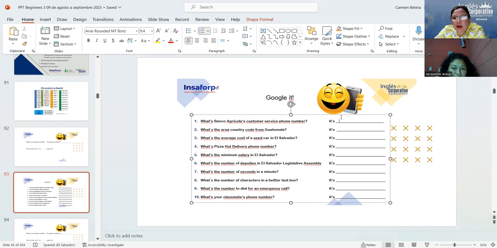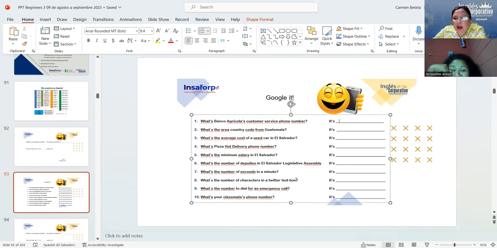La clase fue así, ¿verdad? Se trataba de los números. Por ejemplo, yo le pregunto, what's the number of seconds in a minute? Seconds, segundos, minute, minuto.